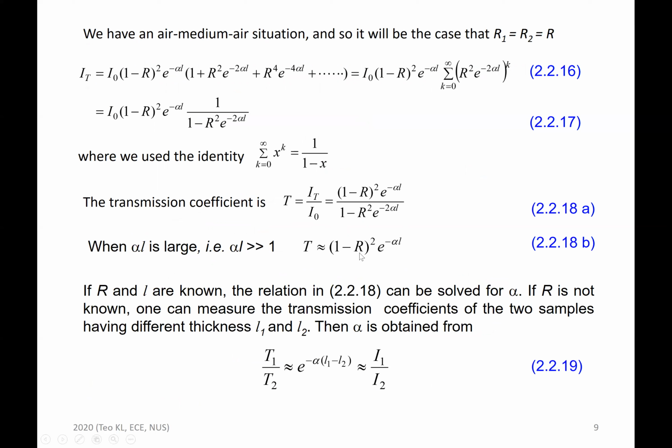Now, if R, the reflection, is not known, you can measure the transmission coefficient of two samples having different thickness, L1 and L2, and then take the ratio. So T1 equals (1 minus R) squared e to the minus alpha L1, divided by T2, (1 minus R) squared e to the minus alpha L2. The (1 minus R) squared cancels off because you are growing the same sample but of different thickness, so the R term should be the same. What remains is the transmitted intensity for thickness L1 and L2. The transmitted intensity can be measured, the thickness you can measure, so you can obtain the absorption coefficient.